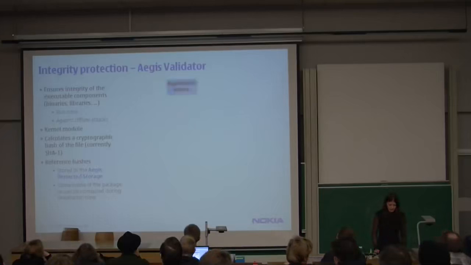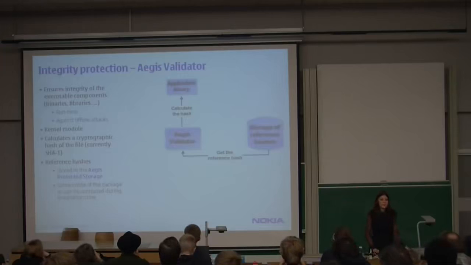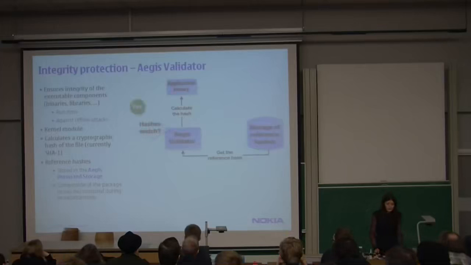So just a small picture of how it works. We have an application binary, which is about to be started. We have the ITS validator, which will calculate the hash over this binary. And then it will get the reference hash for this binary from a special storage. The storage is populated during the installation of the corresponding package which brought this binary in. It will try to match these hashes. And if everything is fine, so the hashes match, then the binary can start to execute.